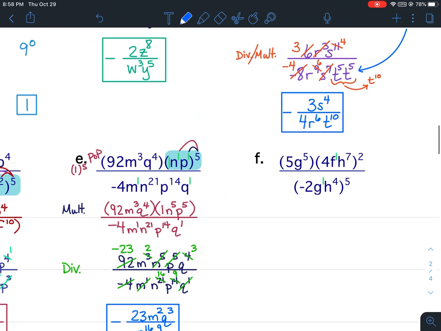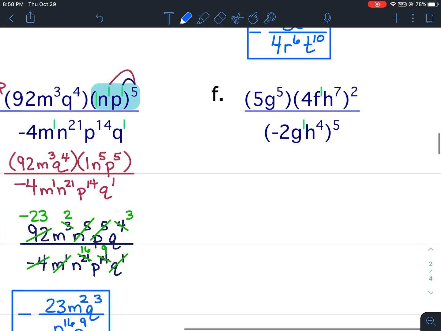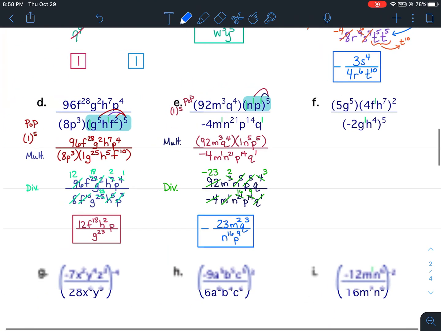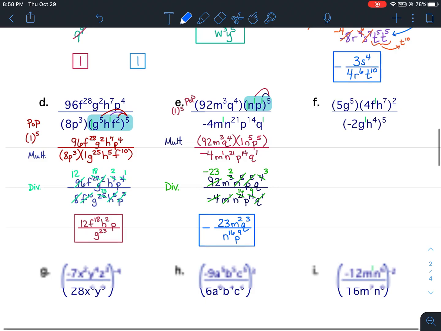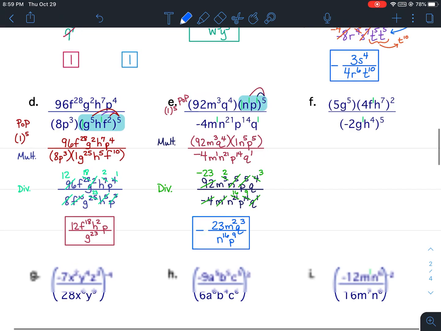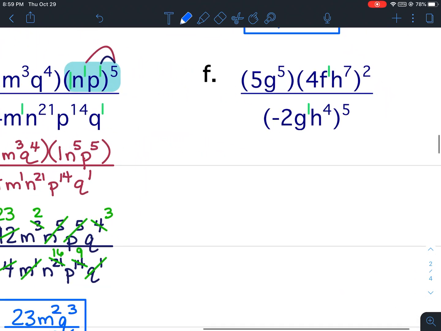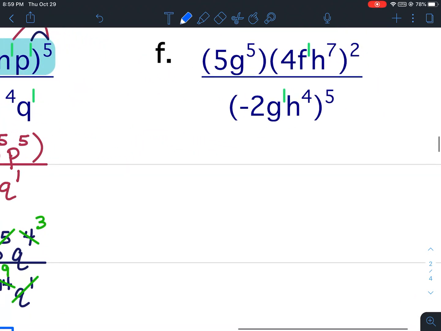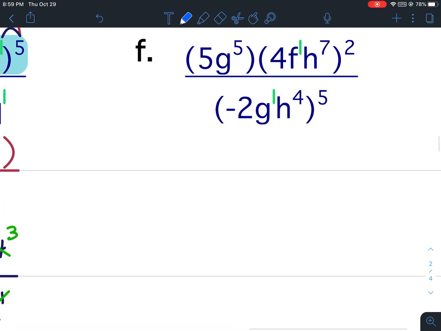Starting with F. F is extremely similar to D and E. You notice how the numerator in F looks similar to the numerator in E. The only thing that's different is for D, we didn't have to worry about the numerator. For E, we didn't have to worry about the denominator. In this case, we have something to simplify in both the numerator and the denominator.